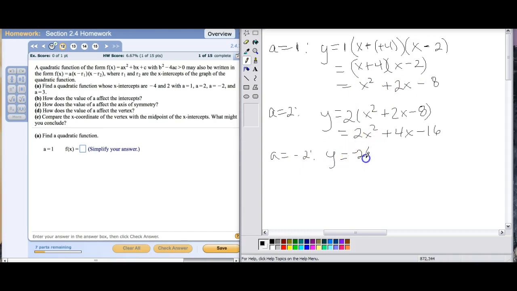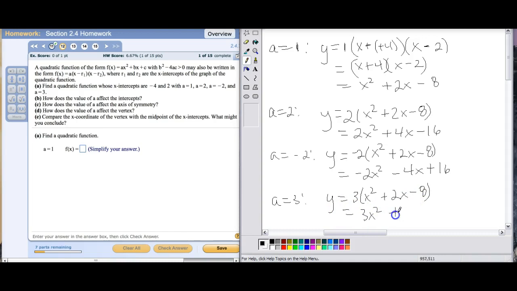then of course all is the same up here, except now everything is being multiplied by -2, which will basically change the signs. So we'll have minus 2x squared minus 4x plus 16. And then if a is equal to 3, and of course all else is the same up here except now everything's being multiplied by 3, that'll be 3x squared plus 6x minus 24.